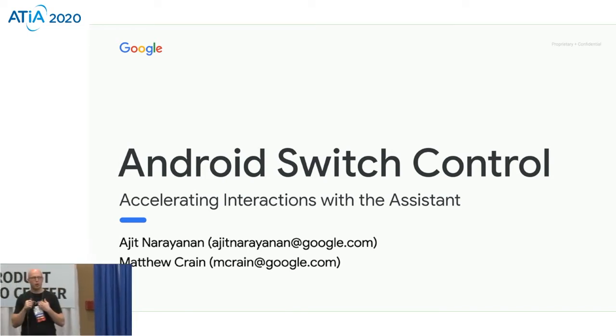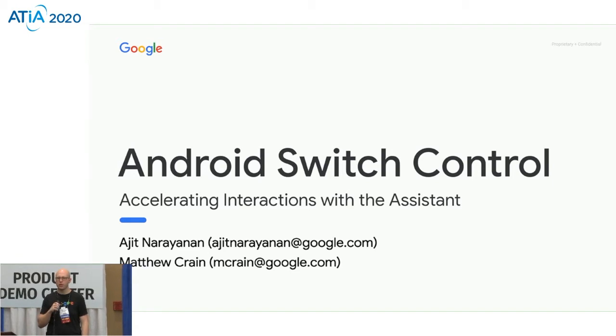I'm going to be talking particularly about Switch Access, which is an accessibility service for Android. And then Ajit's going to be showing you how Switch Access can combine with his newly created action blocks to accelerate interactions with the assistant. Yeah, let's get right into it.